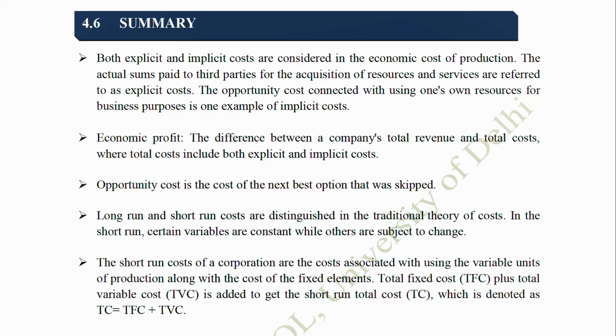Long run and short run costs are distinguished in the traditional theory of cost. In the short run, certain variables are constant while others are subject to change. The short run costs of a corporation are the costs associated with using the variable units of production along with the cost of the fixed elements. Total fixed cost plus total variable cost is added to get the short run total cost, which is denoted as TC = TFC + TVC.